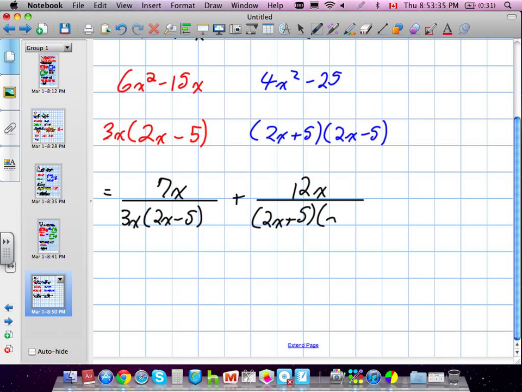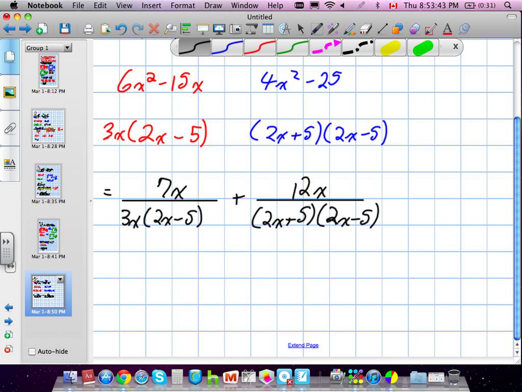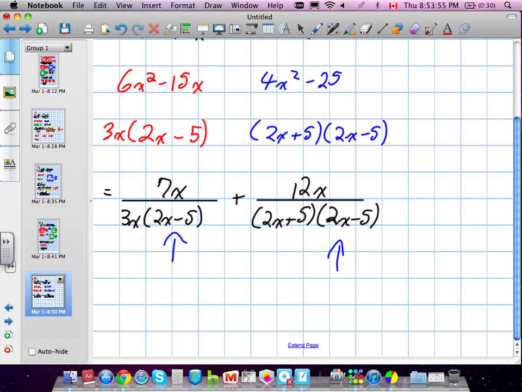You have to find the common denominator. Okay. Now if you look at these, there's something already similar about them. They both have 2x minus 5. Great. So they both already have that. So I'm going to highlight it. I don't need to do anything with those then. They already have that on the bottom. What's important is what they're missing. So the second one's missing the 3x, and the first fraction's missing the 2x plus 5.